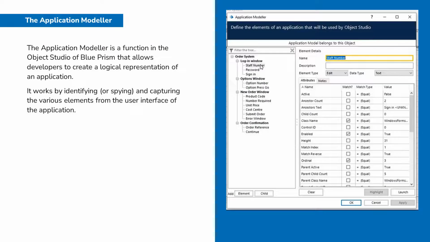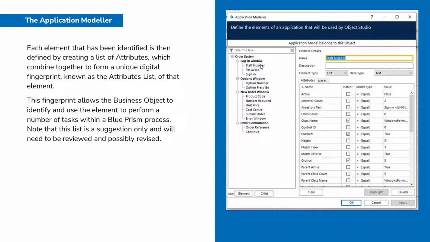The application modeler is a function in the object studio of Blue Prism that allows developers to create a logical representation of an application. It works by identifying, or spying, and capturing the various elements from the user interface of the application. Each element that has been identified is then defined by creating a list of attributes which combine together to form a unique digital fingerprint known as the attributes list of that element. This fingerprint allows the business object to identify and use the element to perform a number of tasks within a Blue Prism process. Note that this list is a suggestion only and will need to be reviewed and possibly revised.